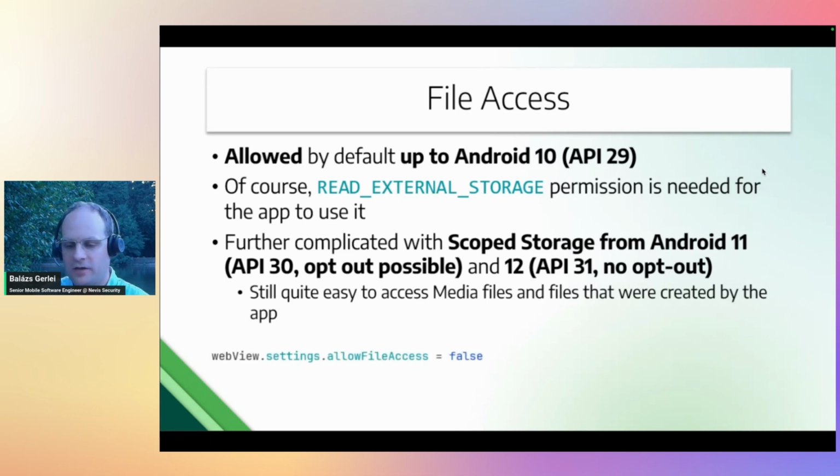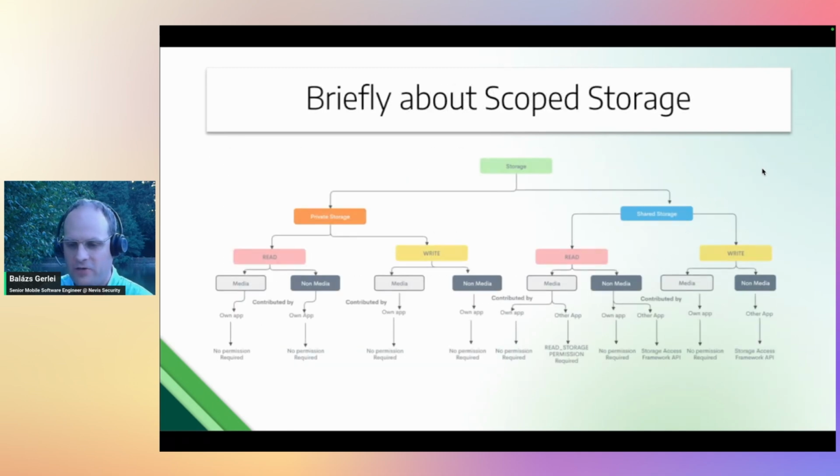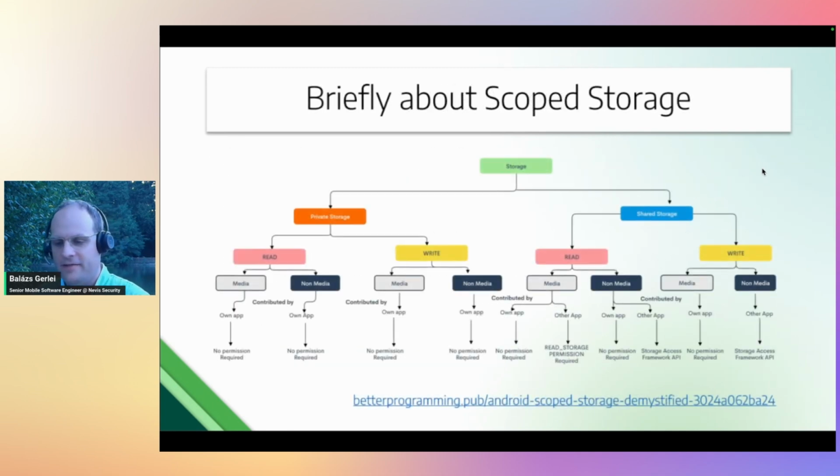I will show you actually, but before that, I would say that the answer is very easy. Explicitly disable file access in the WebView. You can do it via the WebView settings I showed you before, unless, of course, you have to actually provide the feature. But as I said, you don't need to parse this whole diagram.